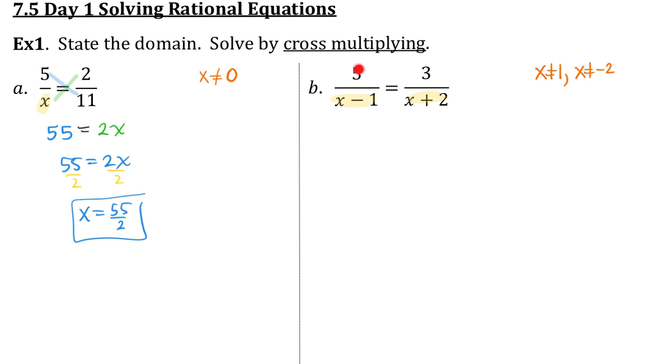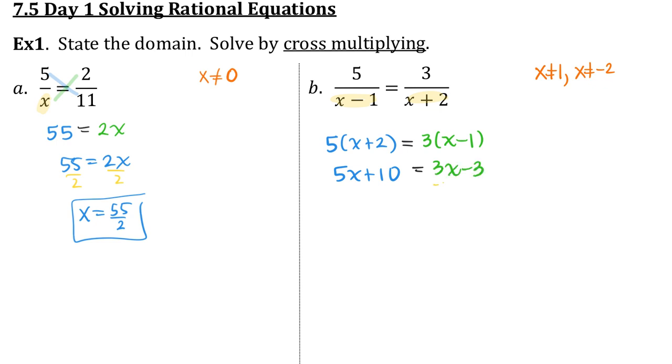Okay, cross multiply. I'm going to do this times this. So that's 5 times x plus 2 equals, and then I'm going to multiply in the opposite direction. So 3 times x minus 1. And if you distribute while you multiply, that's fine with me. Okay, so I'm going to distribute: 5x plus 10 equals 3x minus 3. Okay, and then do your algebra however you do your algebra.